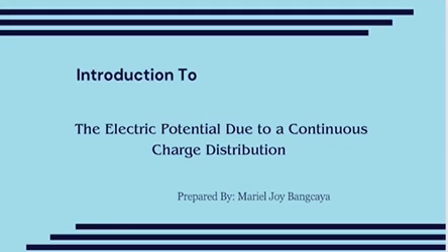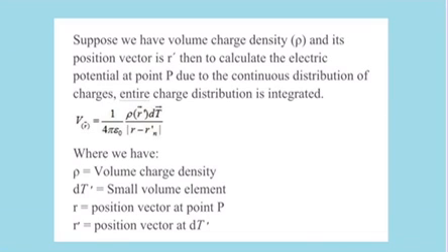Electric potential due to continuous charge distribution. So first, we define electric potential as electric potential energy per charge. Potential energy was defined as the capacity of an object to do work.